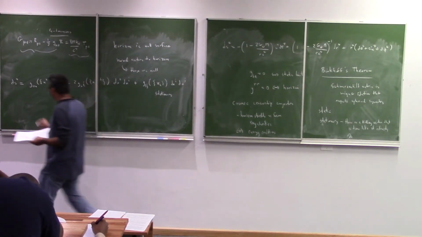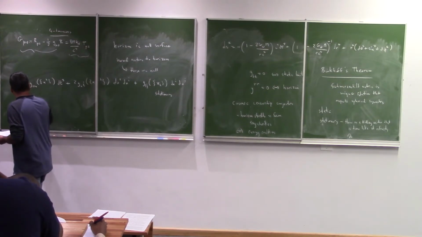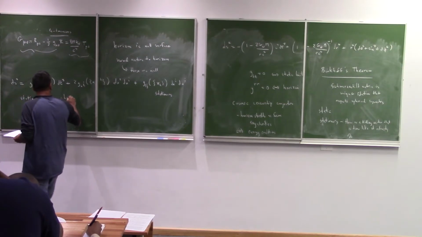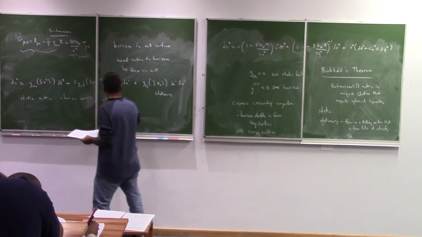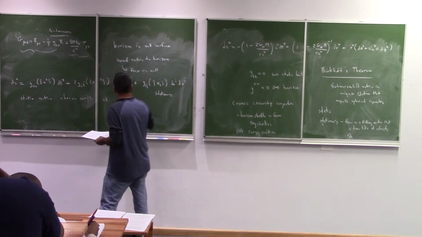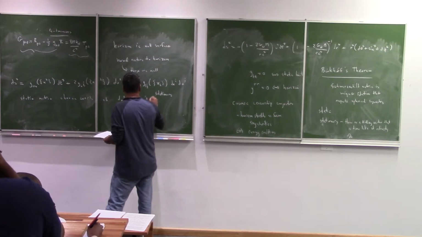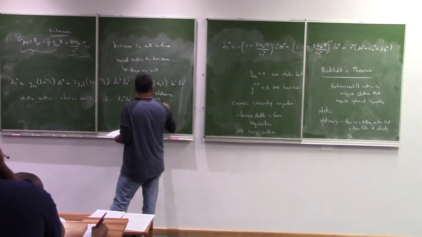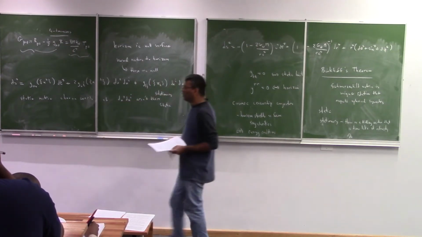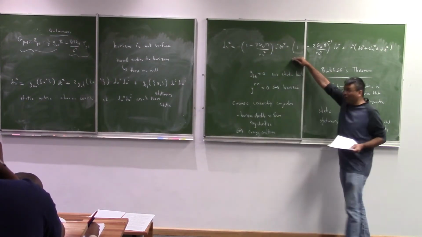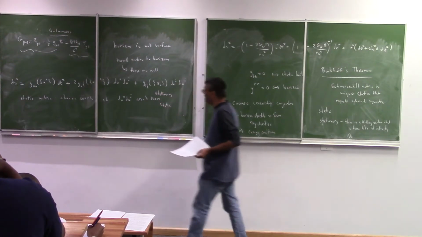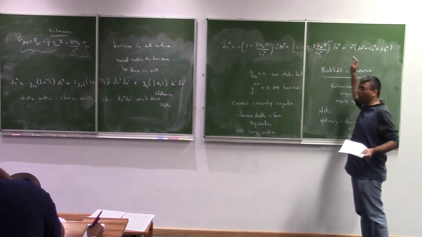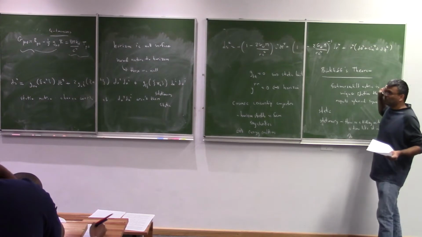A static metric, you can choose your coordinates such that these terms aren't there. So since our metric is diagonal, it's a static metric. There are no cross terms. And since time doesn't appear anywhere, it's stationary.